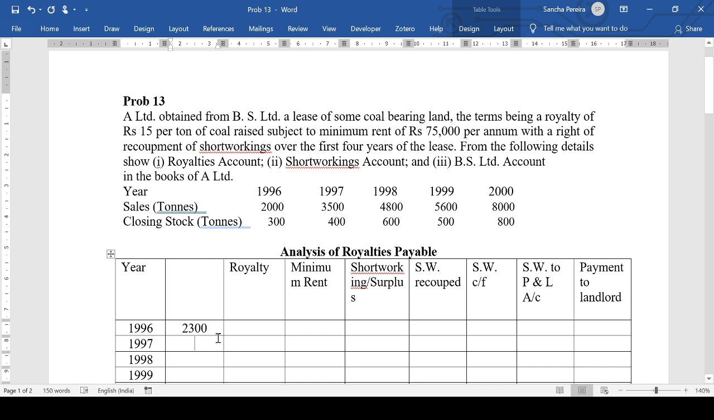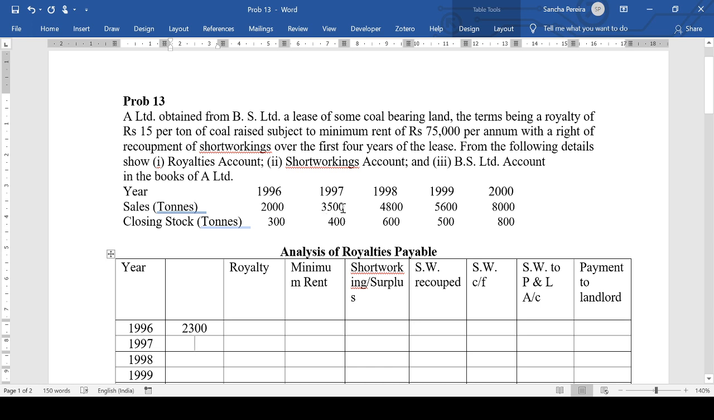Now, in the second year, please pay attention. The tons that are sold are 3,500. Closing stock is 400. How are we going to get the coal raised? Yes. How did you get 3,600? Very good. Now, what she has done is the coal raised in 1997. Listen to me very carefully. I'm talking about the coal raised, that is how much was extracted. Now, they have told us 3,500 is sold.